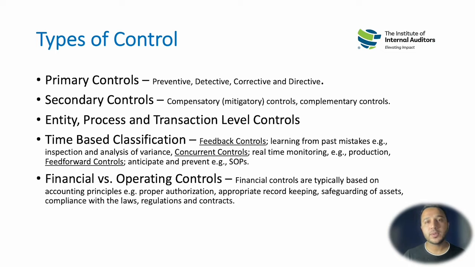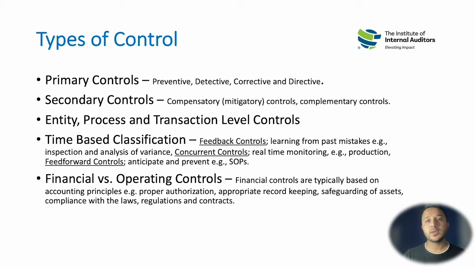The primary controls, as the name goes, are the primary ones, and there are 4 types: preventive, detective, corrective, and directive. Preventive control is when we place a control to ensure that a negative event doesn't happen. For example, we install a fire alarm, we place a lock on the door, we put a password on our computer so that no unauthorized person accesses it. So these are different types of preventive control.